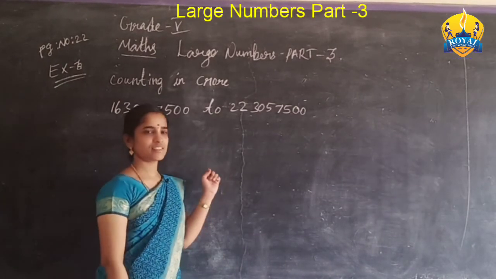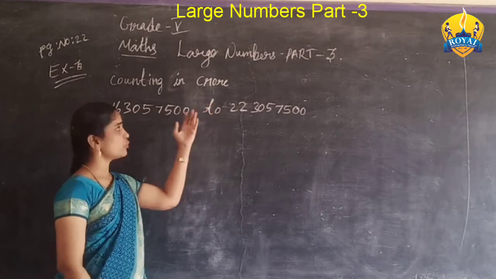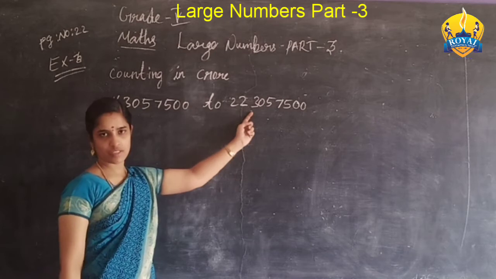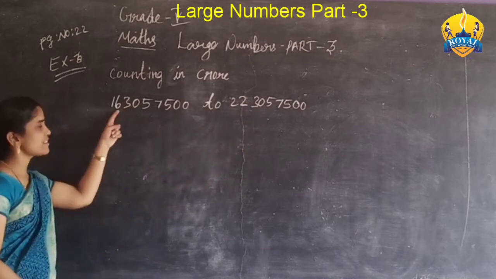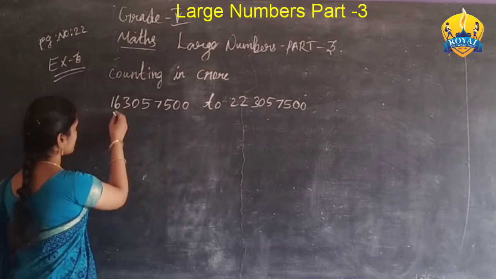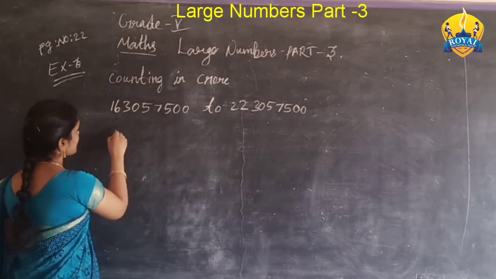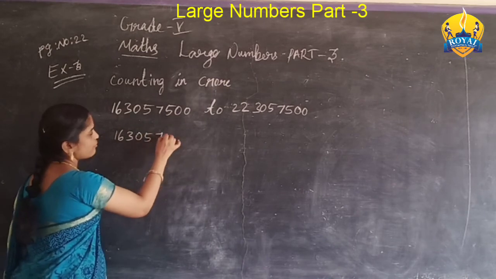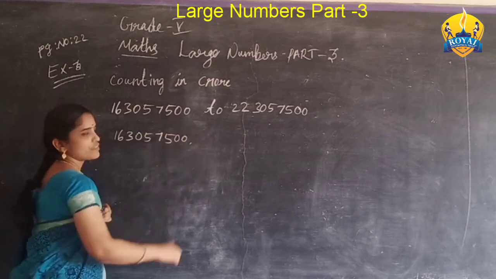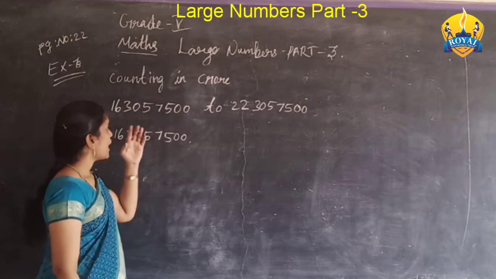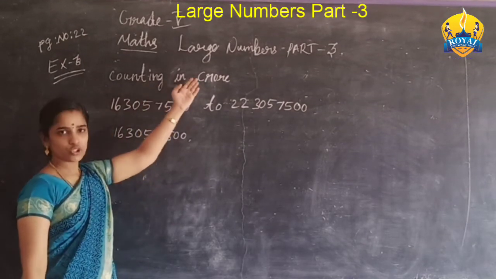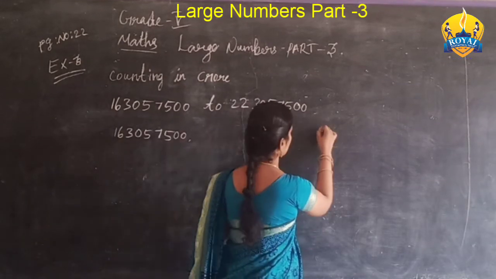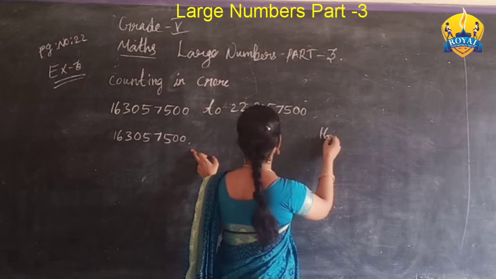The next one is counting in crores. Write the numbers from this number. We read the number as 16 crore 30 lakh 57,500. We start from the first number and add crore to the first number. The first number is 16 crore.